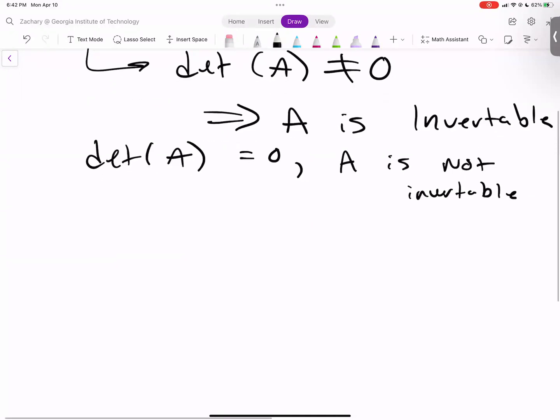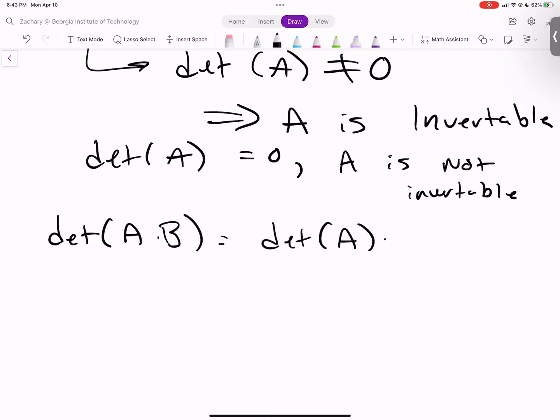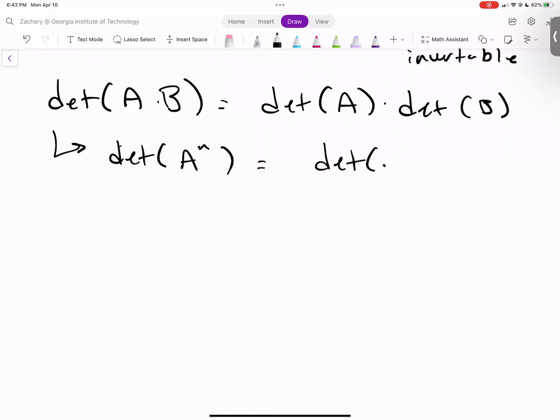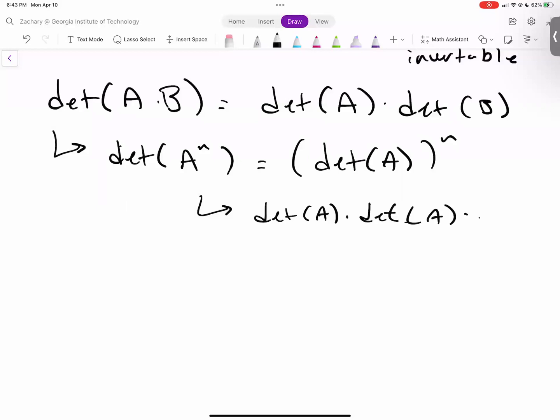So there's a handful of determinant rules. The determinant of A times B is the determinant of A times the determinant of B. With this rule, there's a little sub rule, which is the determinant of A raised to the power of n is equal to the determinant of A raised to the power of n. Because this is the determinant of A times the determinant of A times dot dot dot, which just gets me back to this formula. So these are essentially the same rule, but a different way we think about them.